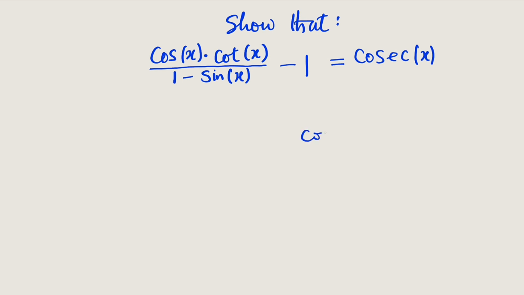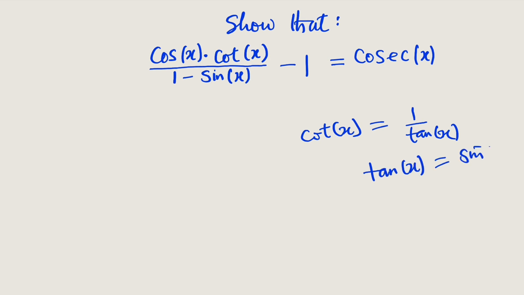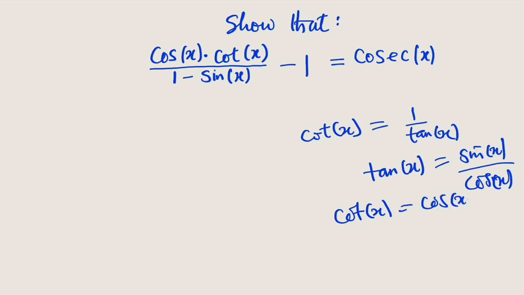You know, cotangent is the reciprocal of tangent, and tangent, remember, is equal to sine over cosine. Therefore, cotangent can be written as cos x divided by sine x. Therefore, instead of cotangent x in this equation, we can now write cosine x divided by sine x.